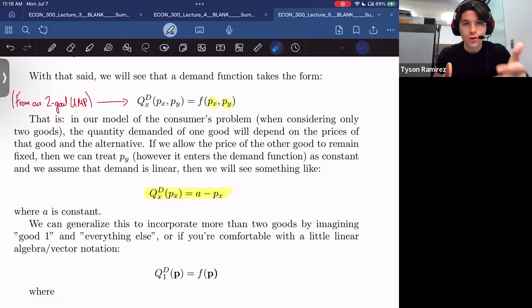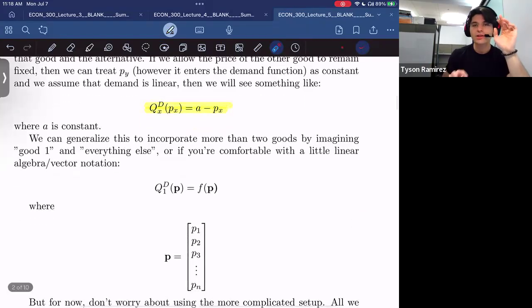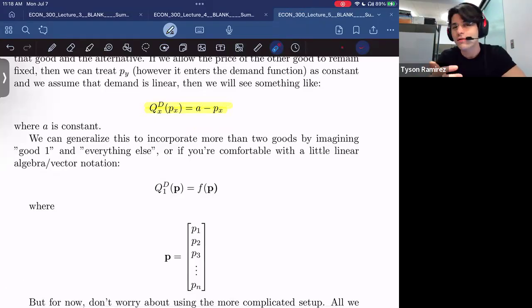Now, for those of you that are more mathematically apt, or even just curious, what I'm about to say on the remainder of this page will not be on any assignment or anything for this class, but this is just a preview, a peek ahead. If everything so far is not satisfactory, or if you're just a little bit curious, have a taste for more. All right. So we've been working with just the two good problem, but you can generalize. You can extend this to much more than two goods.